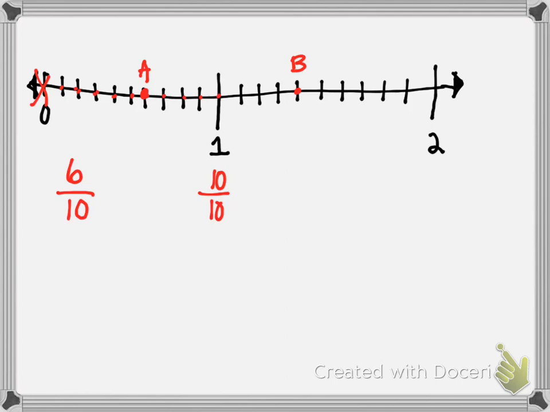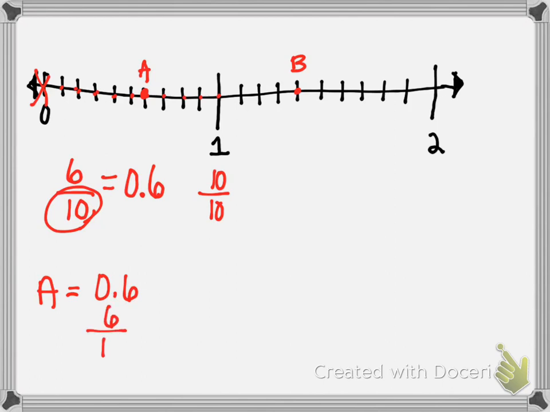How does 6/10 look as a decimal? Exactly the way we're saying it. The tenths is telling us what place the 6 is going to be placed on our decimal place value chart. There is no whole number, so it's going to be 0 and 6/10 because the 6 is in the tenths place. So point A is equal to 0 and 6/10, or the fraction 6/10.